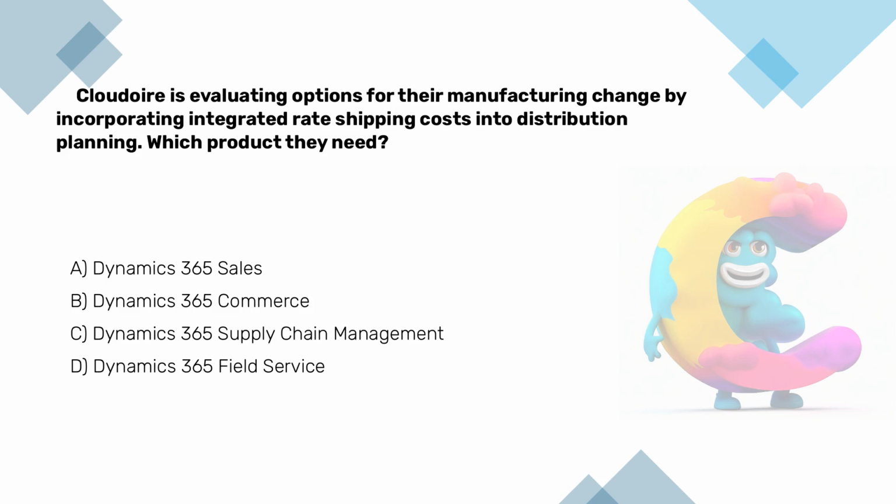We are evaluating options for our manufacturing change by incorporating integrated rate shipping costs into distribution planning. Which product do we need? A. Dynamics 365 Sales. B. Dynamics 365 Commerce. C. Dynamics 365 Supply Chain Management. D. Dynamics 365 Field Service. Okay, now pause the video here, have a bit of think, and then continue when you are ready.